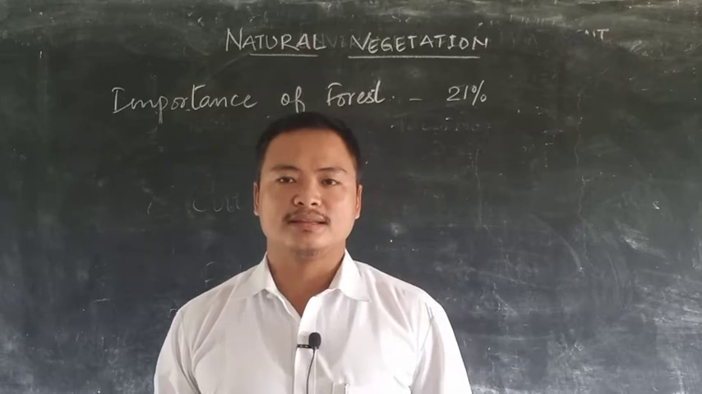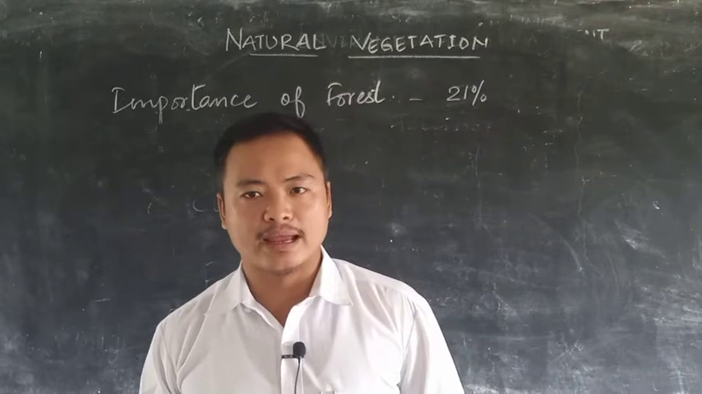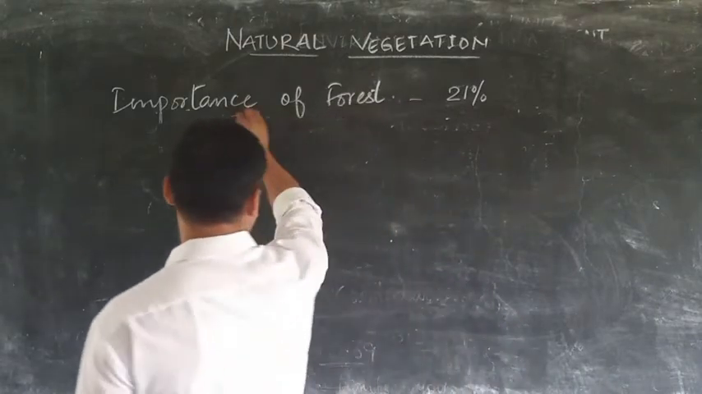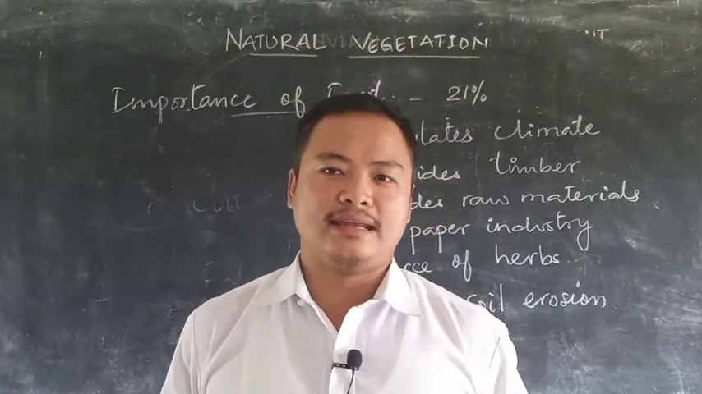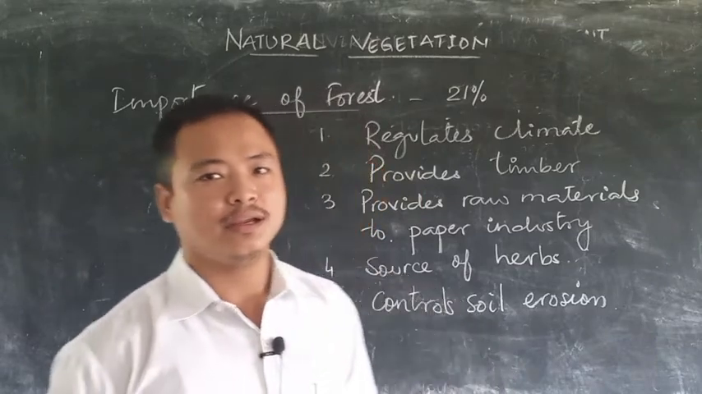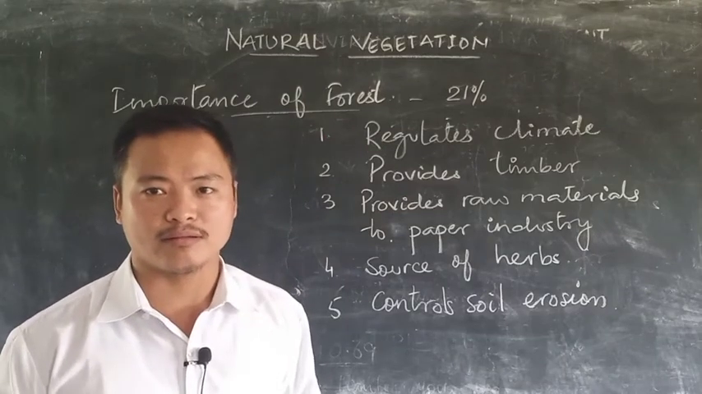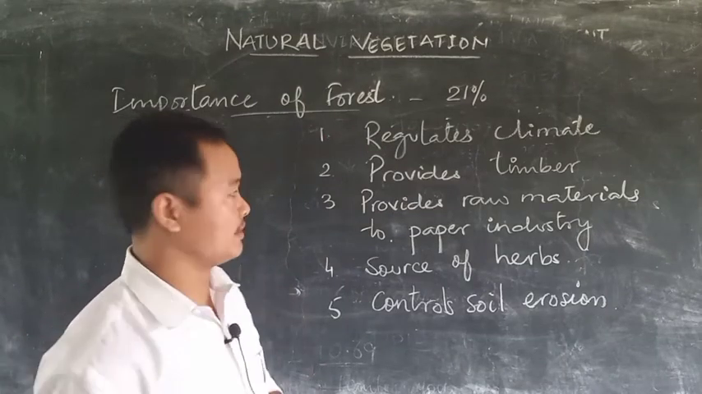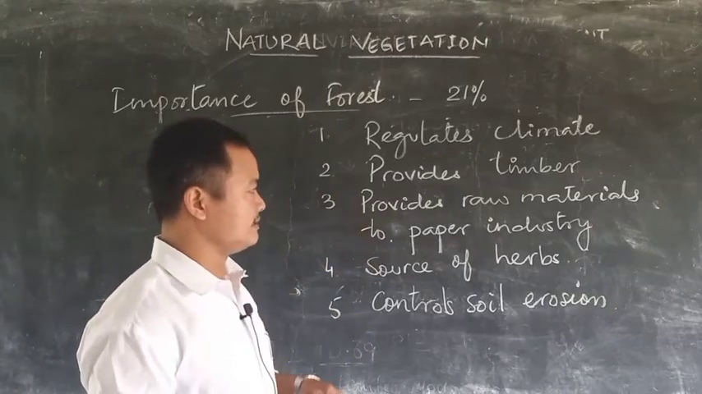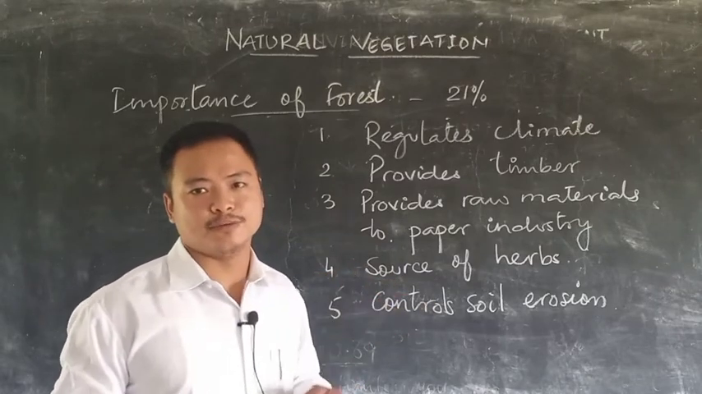So we see that major problems are faced in India, but yet we cannot deny the importance of forest here. As we discussed, forests regulate the climate of a place by either bringing rainfall or decreasing the temperature of that particular place. They provide timber to the lumbering industry, provide raw materials to the paper industry, and are a source of herbs mostly for making medicines.